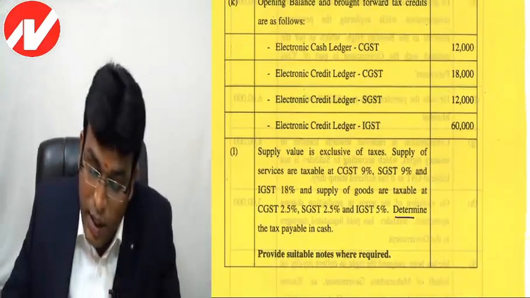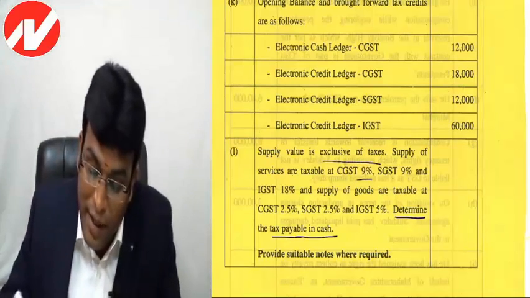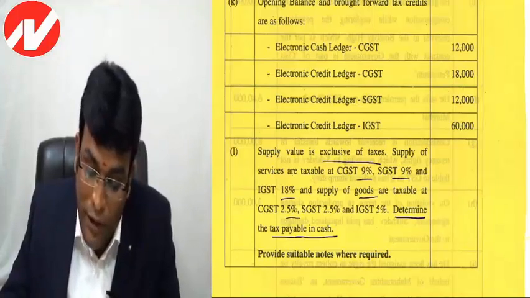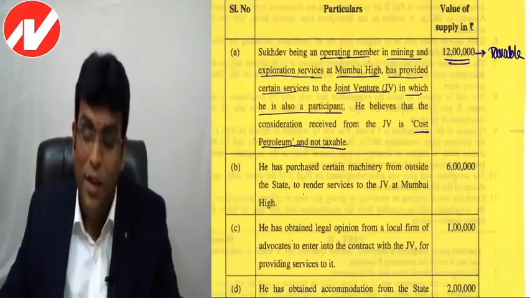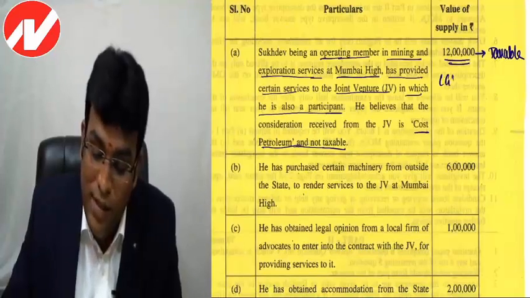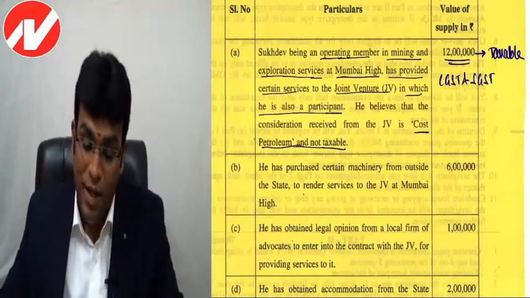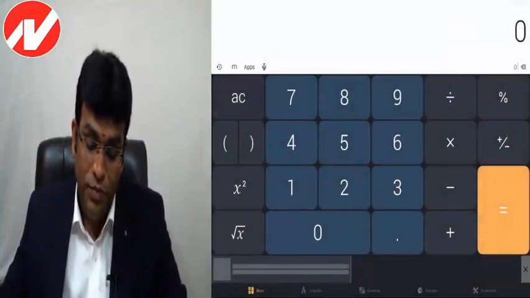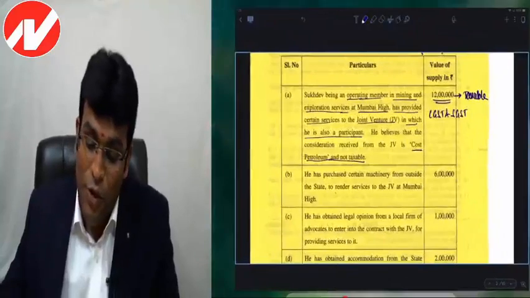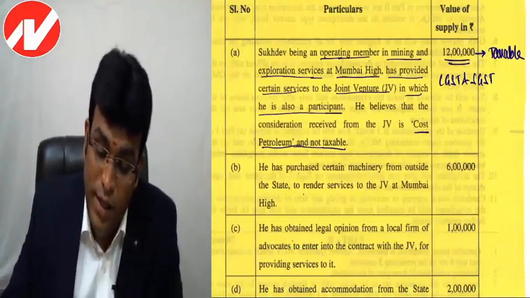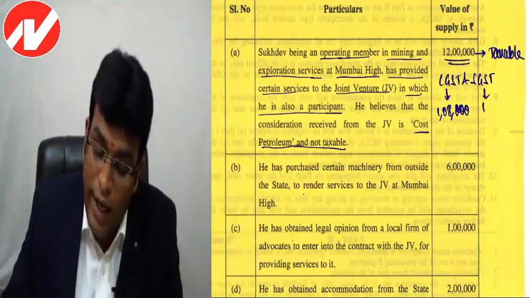And we can see very clearly what they asked: determine tax payable in cash, supply value exclusive of taxes. Services are taxable at 9, 9, 18. Goods are taxable at 2.5, 2.5 and 5. And ours is a service, and we both are in the same state. So when we both are in the same state, we will charge what, my dear friends? CGST and SGST at the rate of 9% and 9%. 12 lakhs into 9%, that is coming to 1,08,000. So 1,08,000 is the CGST component and 1,08,000 is the SGST component.